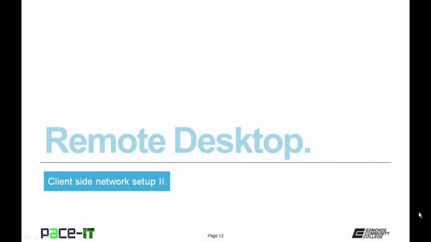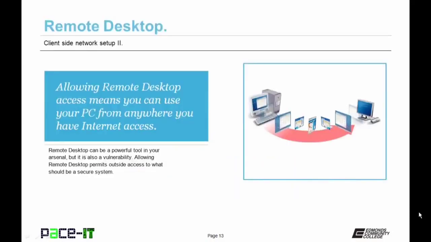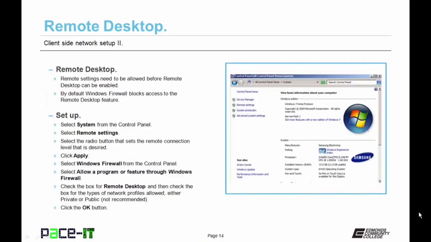Now let's move on to remote desktop. Now, allowing remote desktop access means that you can access your PC from almost anywhere that you have an internet connection. Remote desktop can be a powerful tool in your arsenal, but it also creates a vulnerability in your network. Now, remote desktop settings need to be allowed before the remote desktop can be enabled. By default, Windows Firewall blocks access to the remote desktop feature.